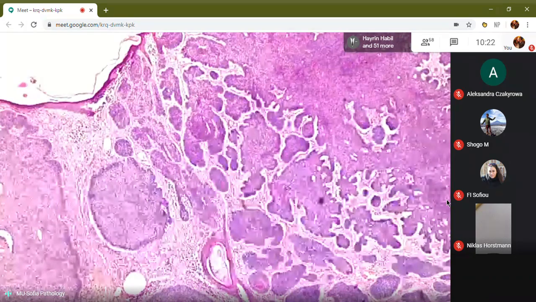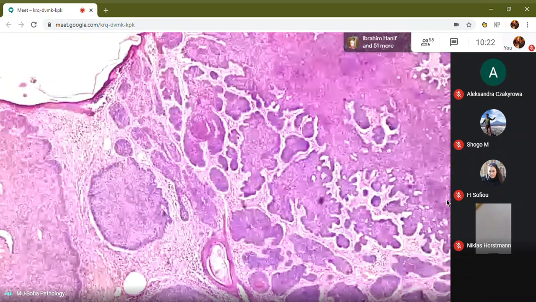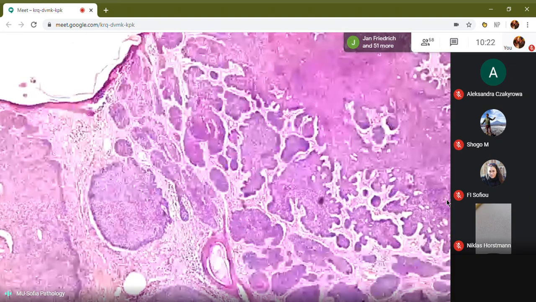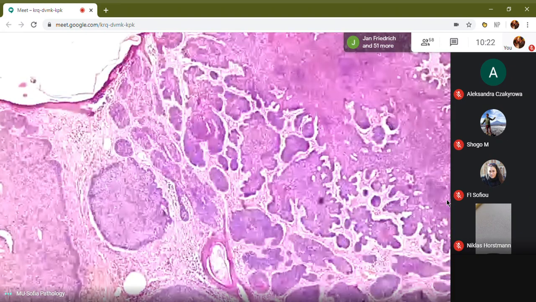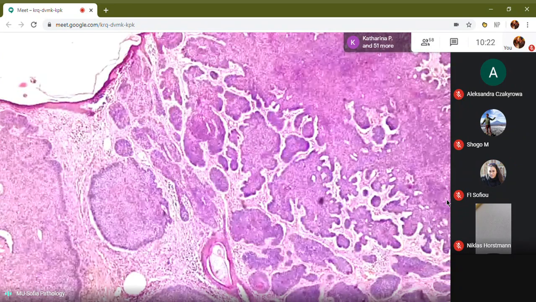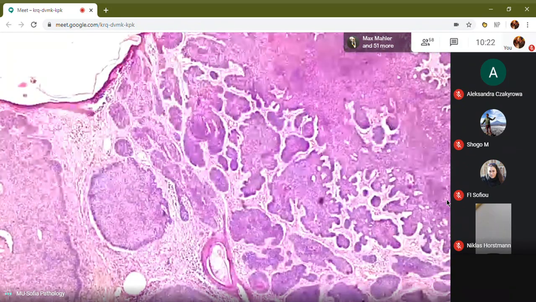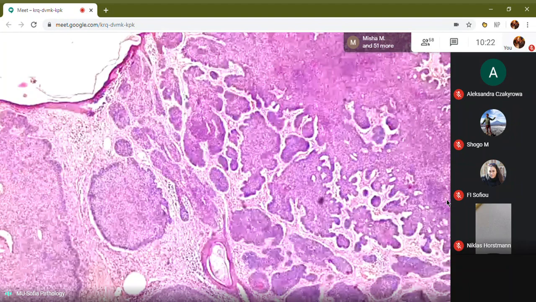Because you will say, okay, if it doesn't give any metastasis, why is it so important to diagnose it early? Because it has a local invasive growth. It grows bigger and bigger. It can invade the deeper tissues, even the cartilage of the nose, the underlying bone. So it's really important to treat that disease before it disfigures the patient.